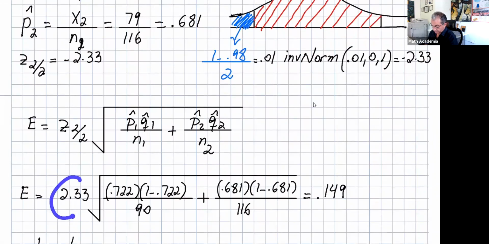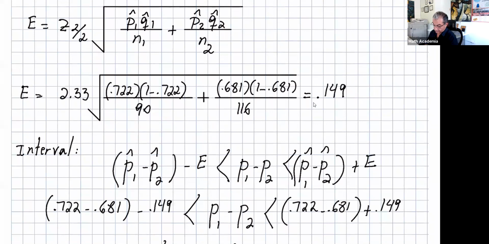So the margin of error is going to be 2.33 times the square root of, just substituting the values we found, 0.722 times 1 minus 0.722 divided by 90, which is n1, plus 0.681, which is p hat 2, times 1 minus 0.681, which is q hat 2, over 116. And if you use your calculator, you get 0.149.